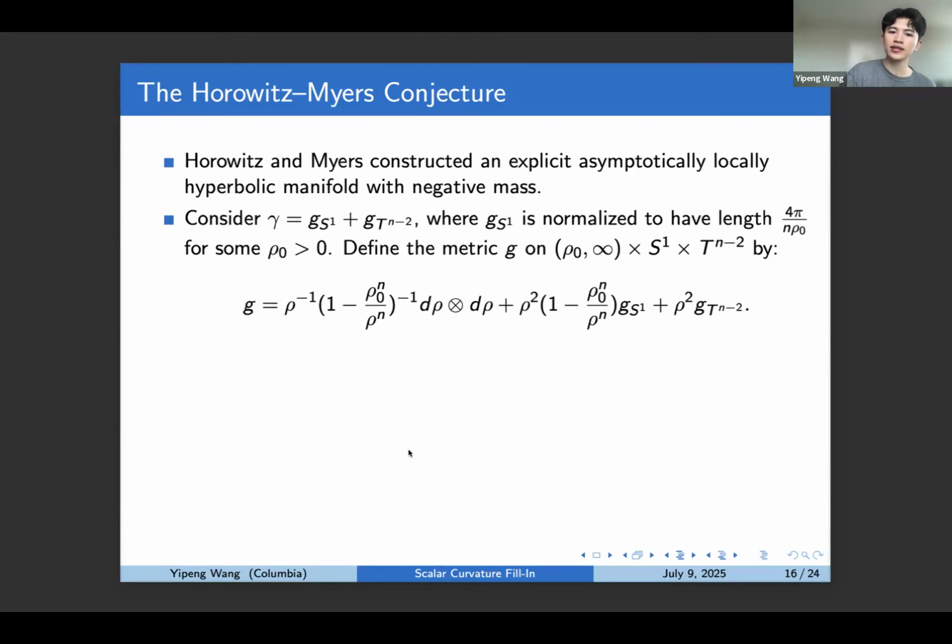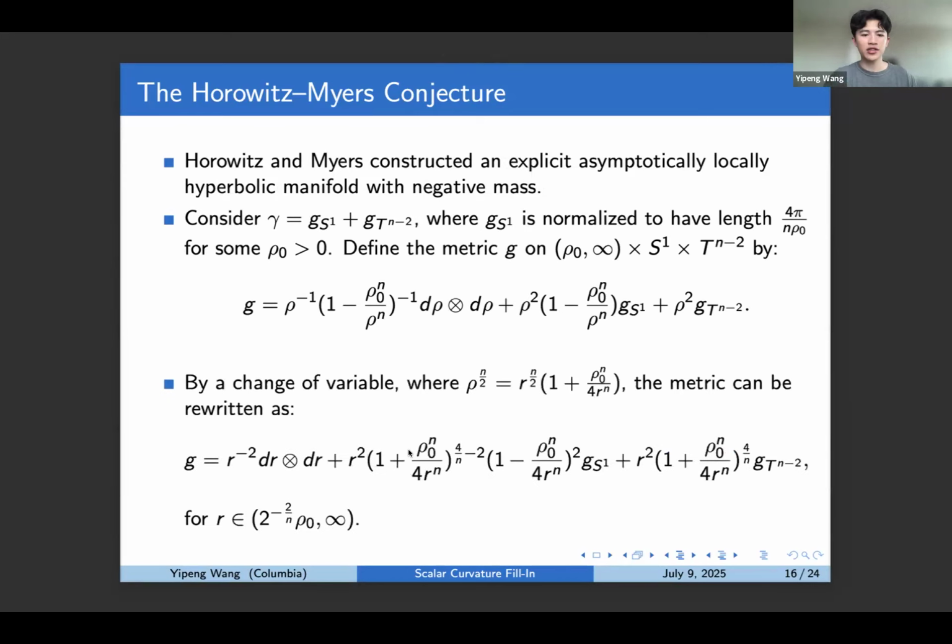So what they do is they consider this doubly Wick-rotated product metric. Let me not go into the detail. Then they use a change of variable so that they can write it in this context where it is asymptotically locally hyperbolic according to my previous definition.